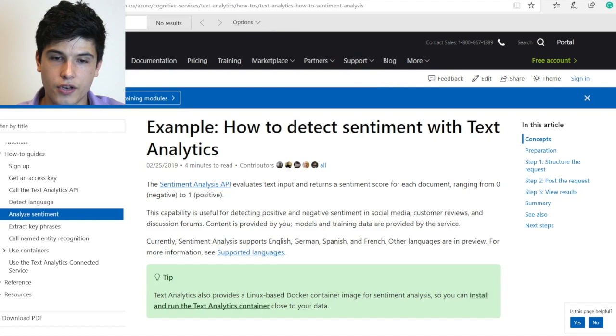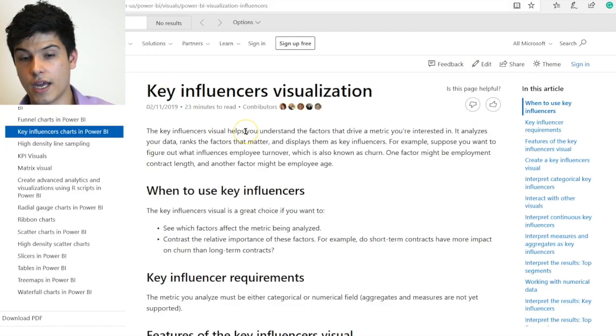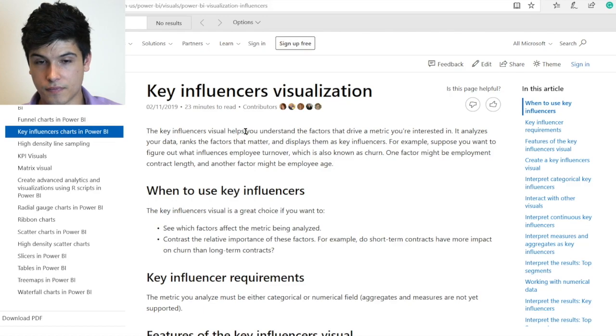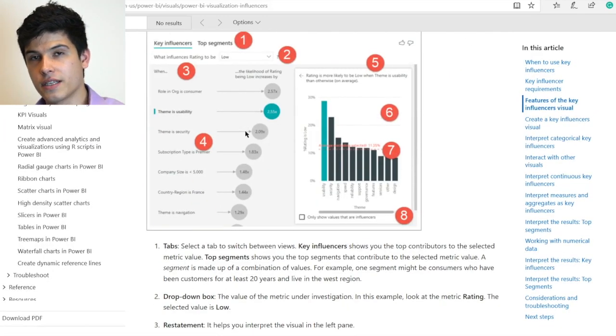There is a third direction Microsoft is going into, and I go into this in another video, the key influencers visualization, which I absolutely love. It's intuitive, user-friendly, and provides really great data and has robust statistics behind it. So I explain this and talk about it at length in the following video.